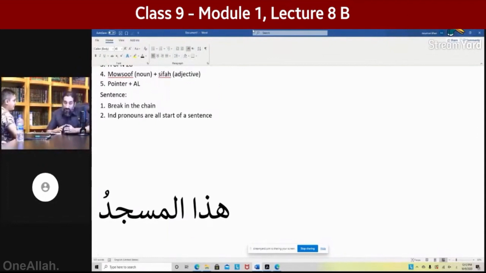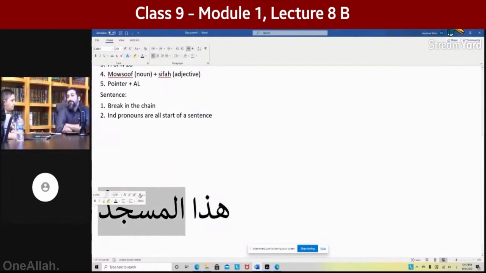Anyway, when you have a pointer from page 30 followed by any word that has al on it, then you cannot put "is" in between them. So the translation of hadha al-masjid would be "this masjid," which means it is a fragment. Because to be a sentence, you have to have "is." That's why I listed it as a fragment. Number 5, pointer plus al. This masjid.